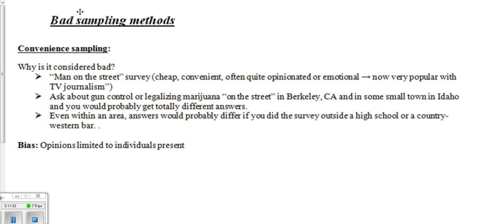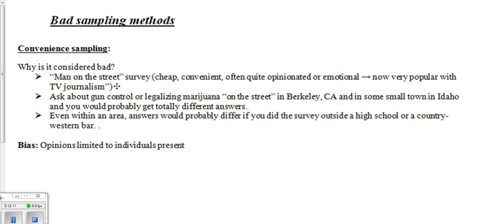So let's look at some bad sampling methods. Convenient sampling is definitely bad. Why is it considered bad? It's considered kind of the man on the street survey. It's cheap, it's convenient, it's often quite opinionated or emotional. It's actually very popular with TV journalism.